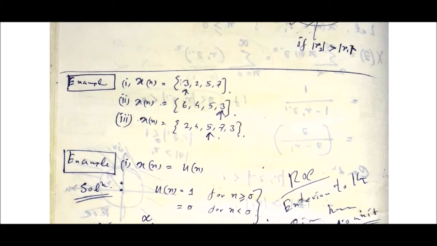Okay, and what will be the ROC for the causal signal? For a finite duration causal signal, you know that the ROC will be the entire Z plane except Z equal to 0. For this one, it is an anti-causal signal, so you can do the Z transformation and conclude that its ROC should be the entire Z plane except Z equal to minus infinity. For this case, it is a both-sided finite duration signal, so the ROC should be the entire Z plane except Z equal to 0 and Z equal to minus infinity.